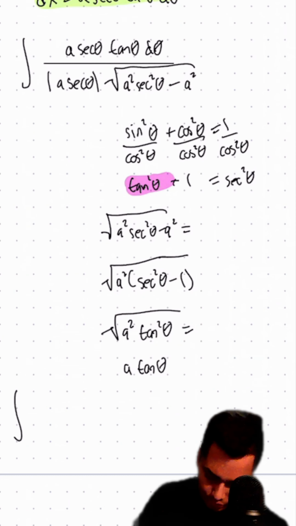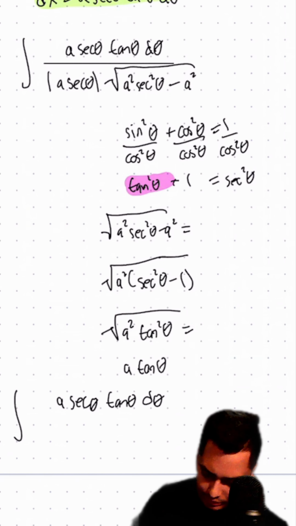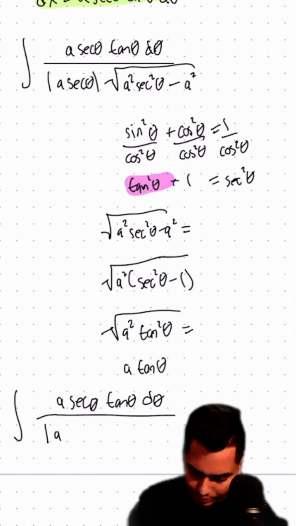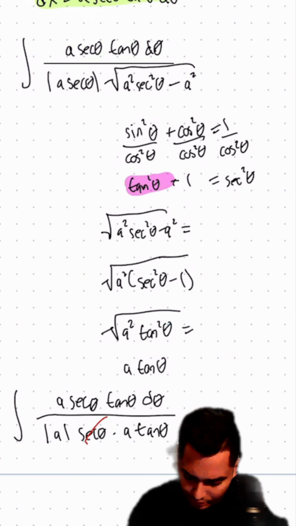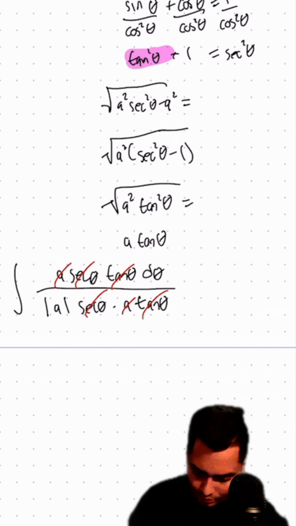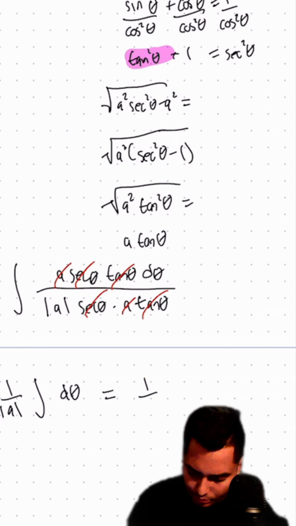So let's rewrite our integral as a secant of theta, tangent of theta d theta, divided by the absolute value of a secant of theta times another a tangent of theta. And take a look. Our secant theta cancels out, our tangent of theta cancels out, and one of our a's cancels out. So the final integral can be written as 1 over the absolute value of a d theta. That's just going to be equal to 1 over the absolute value of a times theta.